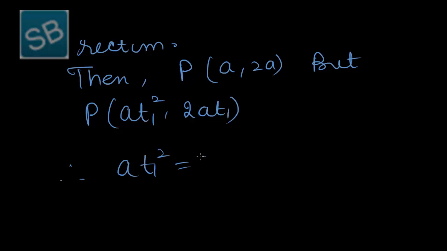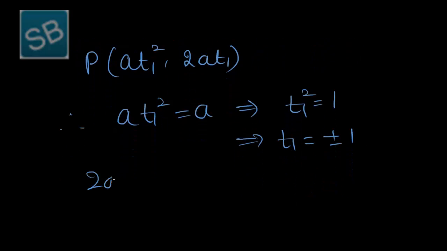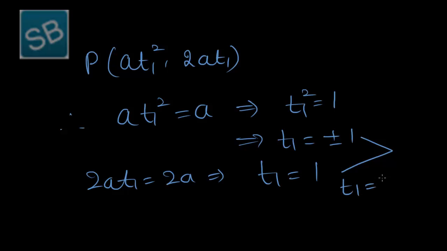Therefore, a t1 square is equal to a implies t1 square is equal to 1. That is t1 is equal to plus minus 1 and 2a t1 is equal to 2a implies t1 is equal to 1. So from these two concepts we will have t1 is equal to 1. Then this result will hold true.